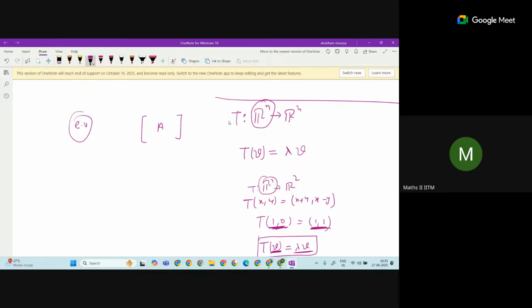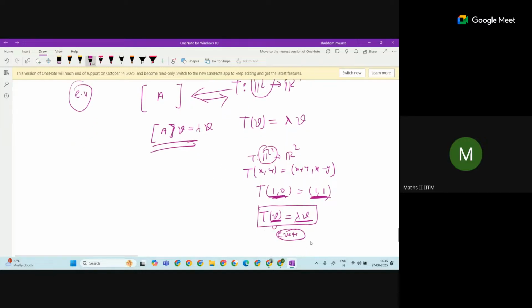And we know there is a one-to-one correspondence between a matrix and a linear transformation. So if you have a matrix representation A of this T, then T(v) = λv. It's the same thing, because finding the image in the matrix case is just multiplying the vector with the matrix. We did this already.